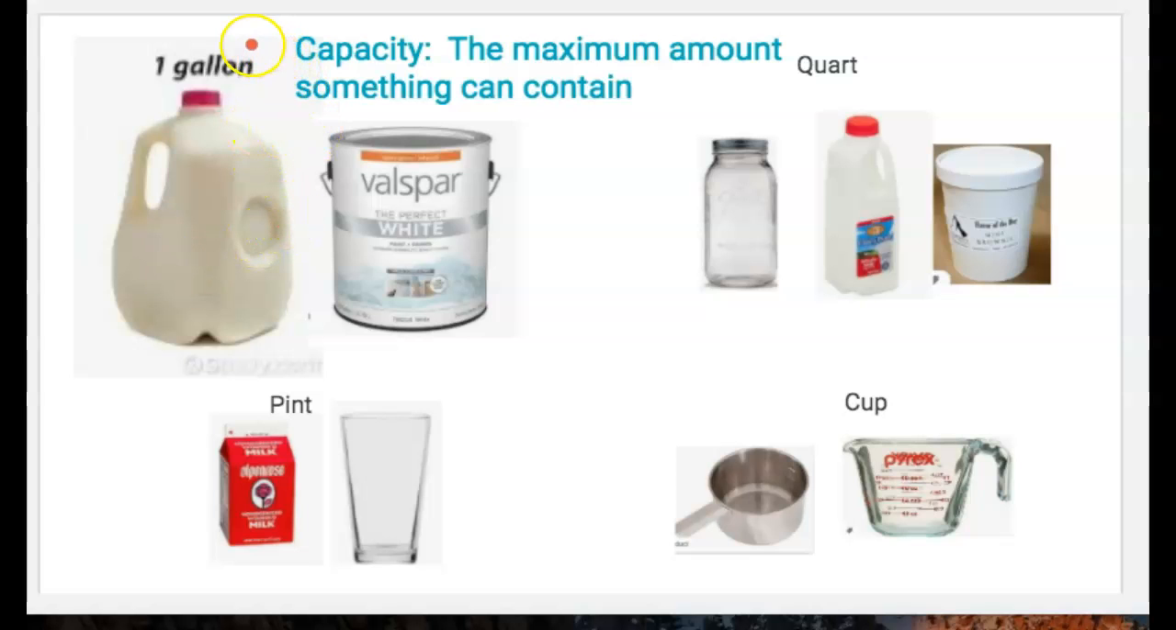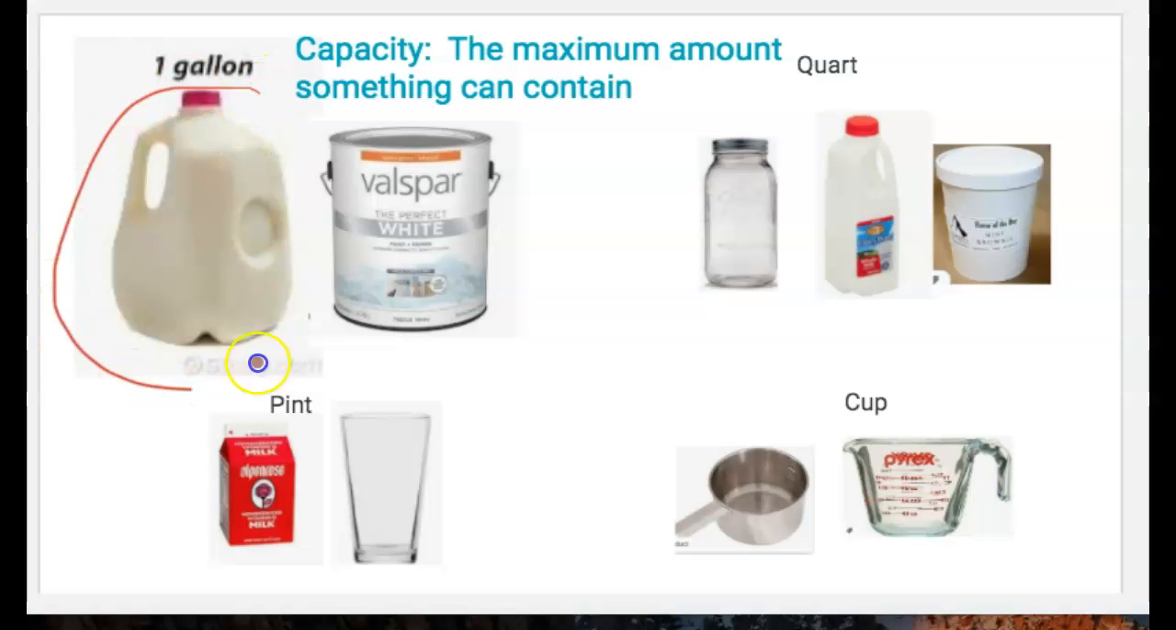So here are some standard measurements of capacity that we use every day, from biggest, which is a gallon, to smallest, or at least the smallest that we're going to go over today, which is a cup. But if you're a baker, you know that you can have half cups and quarter cups and teaspoons and tablespoons. So there are other measurements as well, but these are the ones we're going to focus on.